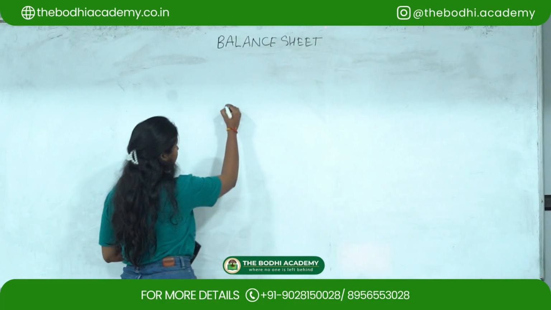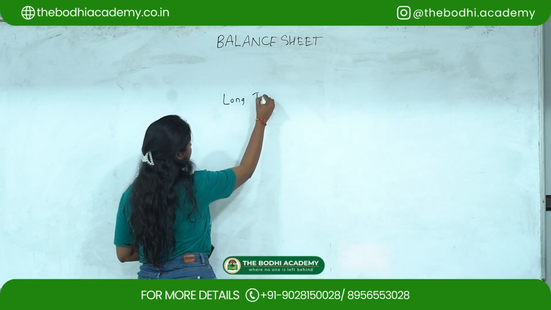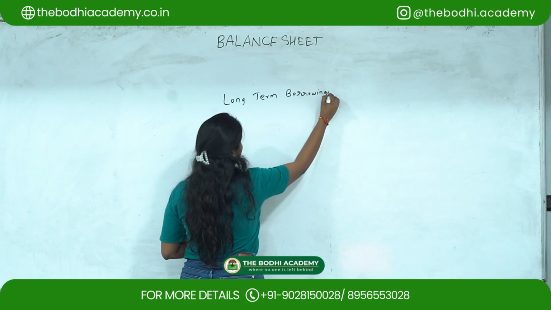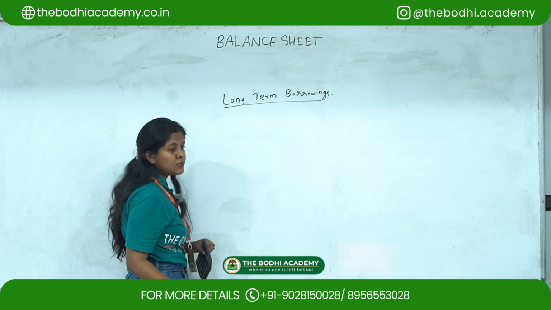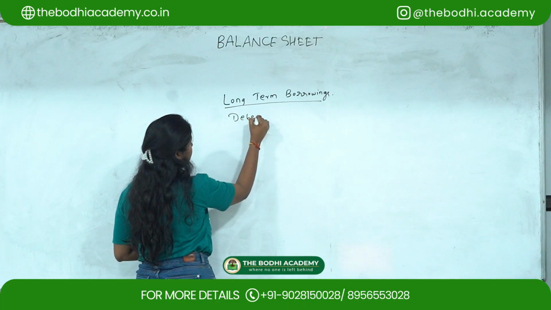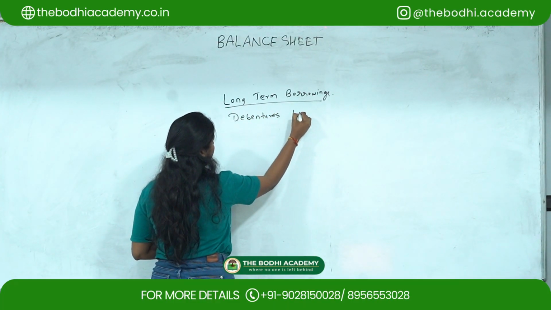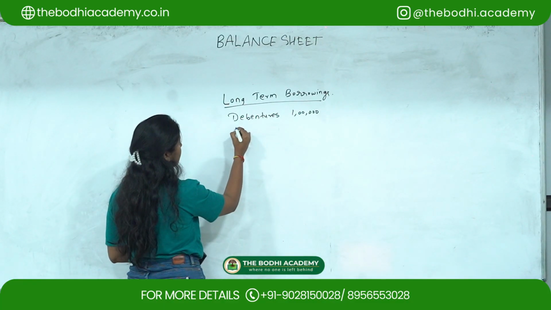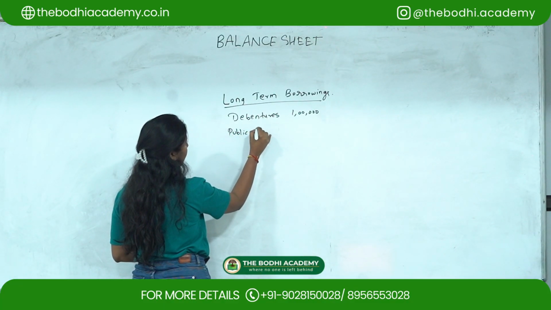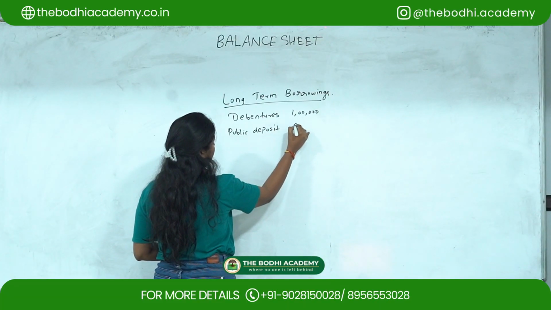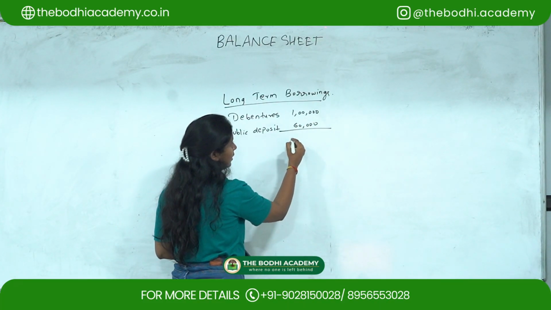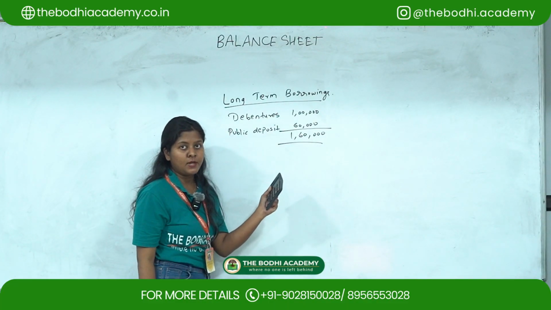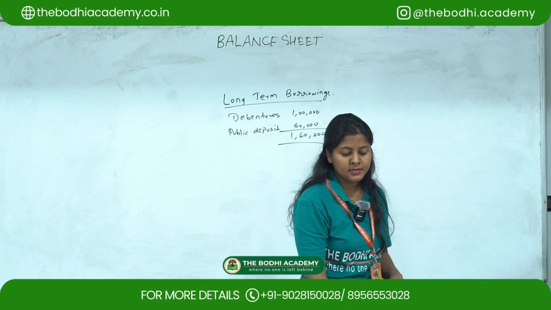So here you have to write down the heading long term borrowing, and you have to calculate this amount. Now the first, debentures they have given for 1 lakh, then public deposits they have given for 60,000. So the total will be 1,60,000. Okay. So this is how you have to solve the first MCQ. Then we'll move to the second MCQ.